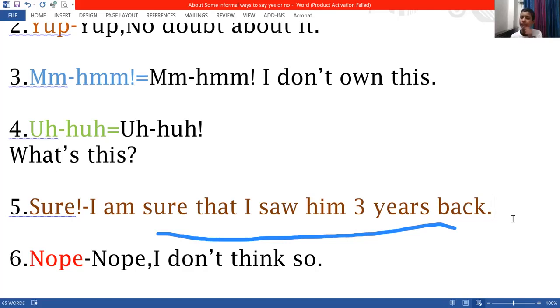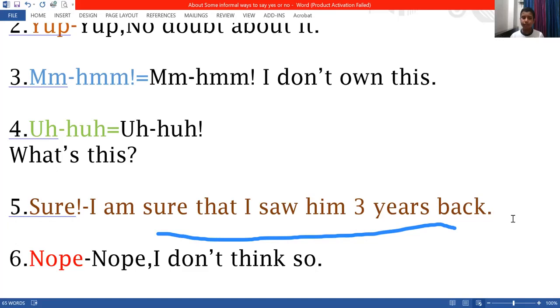And you can see another example as well, and that is, sure, why not? Sure, any doubt about it? Sure, I will try my best to learn English properly. Right. You can make many sentences regarding this.